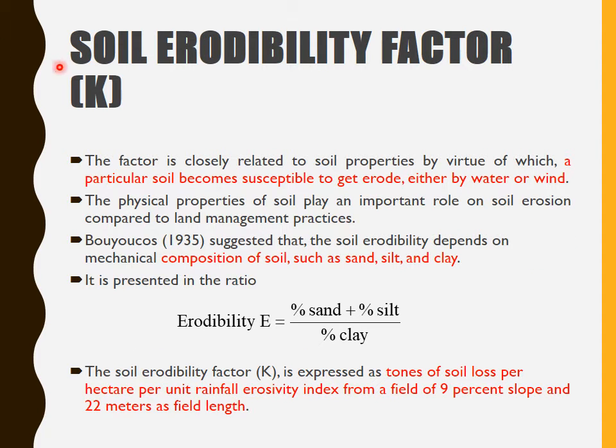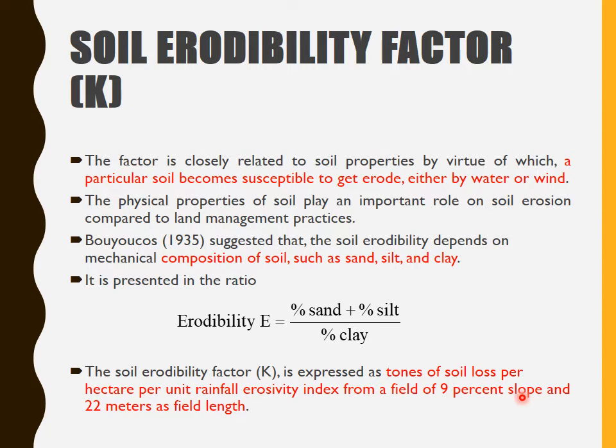The soil erodibility factor is the susceptibility of a particular soil to get eroded either by wind or water. The mechanical composition of soil, such as sand, silt and clay, is a major factor on which soil erodibility depends, and it is given by E equal to percentage sand plus percentage silt divided by percentage clay. Soil erodibility is expressed as tons of soil per hectare per unit rainfall erosivity index from a field of 9% slope and 22 meters field length.